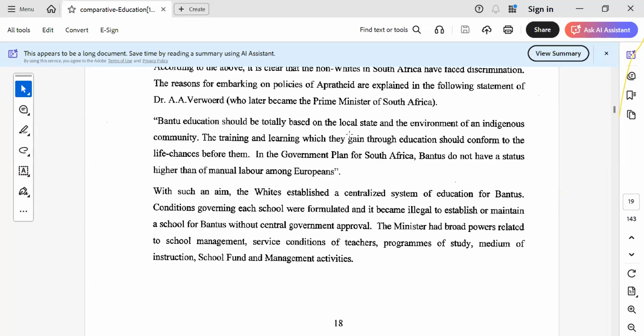With such an aim, the whites established a centralized system of education for Bantus. Conditions governing each school were formulated, and it became illegal to establish or maintain a school for Bantus without central government approval. So there are many restrictions on their education. The minister had broad powers related to school management, service conditions of teachers, programs of study, medium of instruction, school funds and management activities.